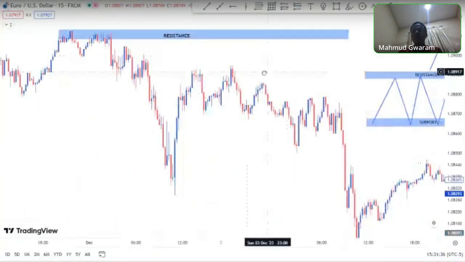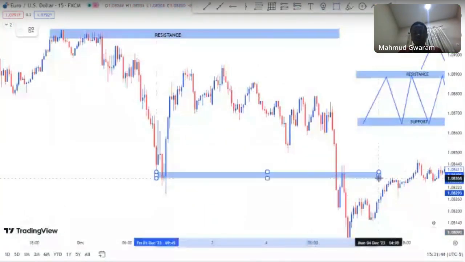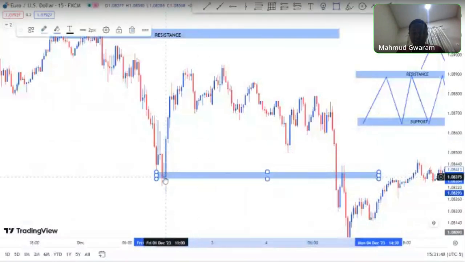What are you going to map next? You are going to map this key level the market created. This particular key level the market created. This place. Immediately the market creates it, that's when you map it.